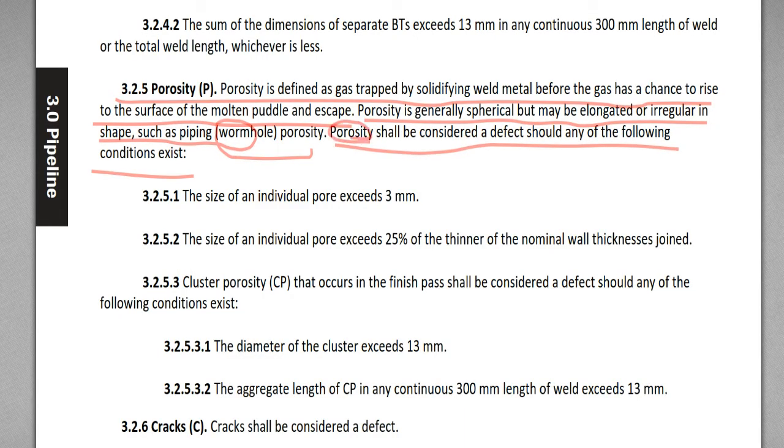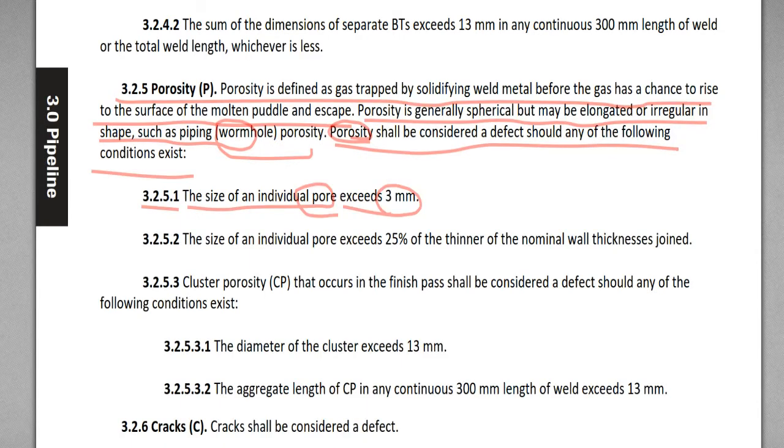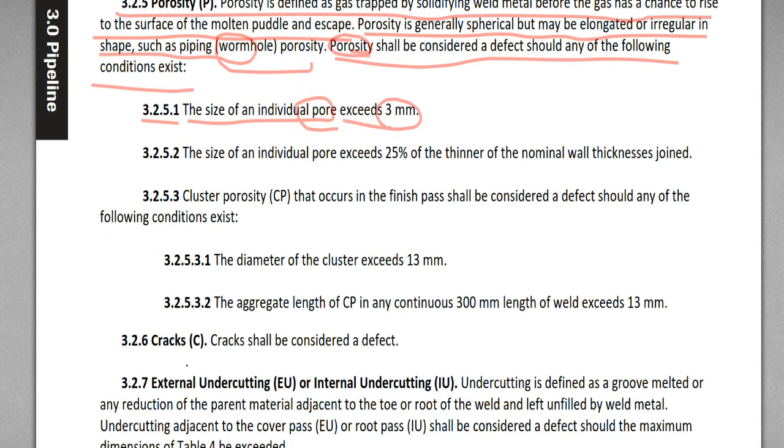Porosity is rejected when, 3.2.5.1, the size of an individual pore exceeds 3 millimeter. So if just an individual pore exceeds 3 millimeter, then this is reject. And 3.2.5.2, the size of an individual pore exceeds 25% of the thinner of the nominal weld thickness of the joint.